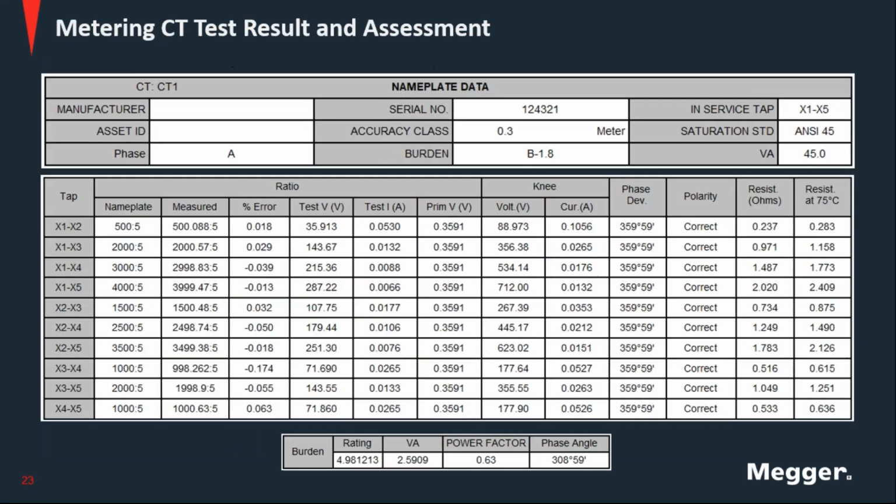Okay, so let's see an actual test result. Here we have a current transformer that is a metering class, 0.3 accuracy class with a burden up to 1.8. And if we remember the table, that represents a maximum of 45 VA. So this is the nameplate of the transformer. We are evaluating this under the ANSI standard.